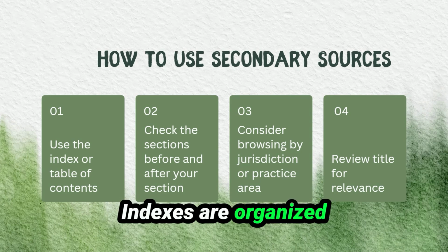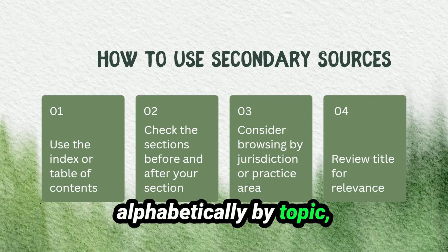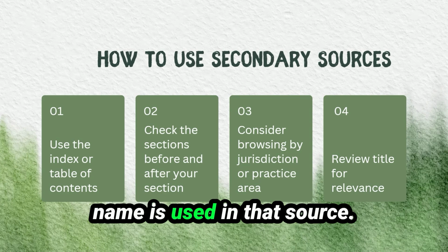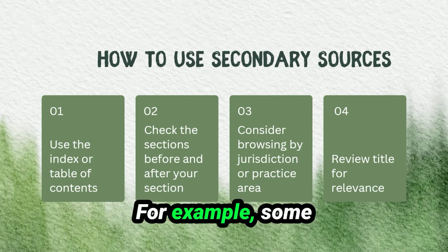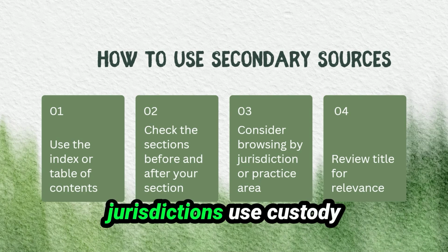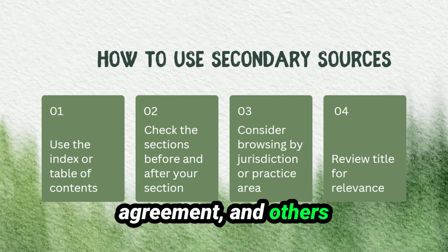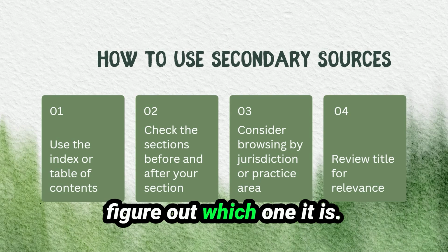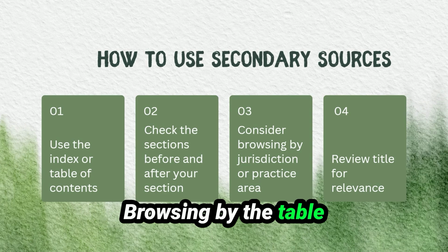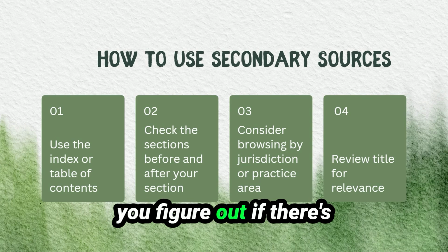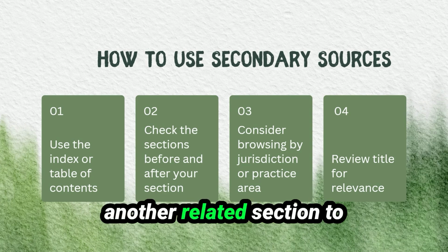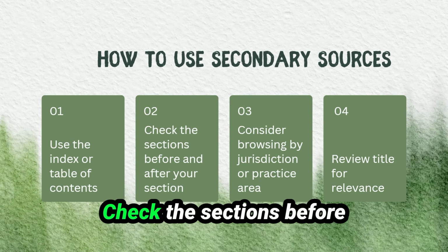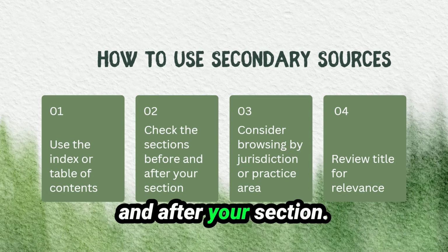Indexes are organized alphabetically by topic, and that can help you learn which version of a topic name is used in that source. For example, some jurisdictions use custody agreement and others use parenting plan. The index can help you figure out which one it is. Browsing by the table of contents can help you figure out if there's another related section to what you're researching elsewhere in the book. Check the sections before and after your section.